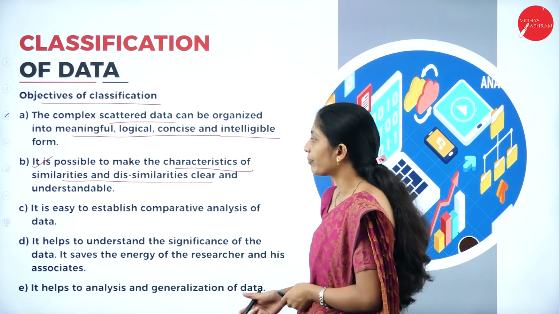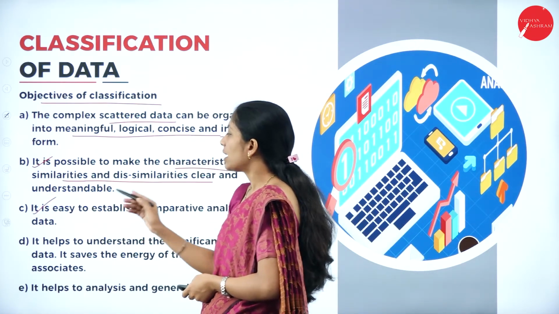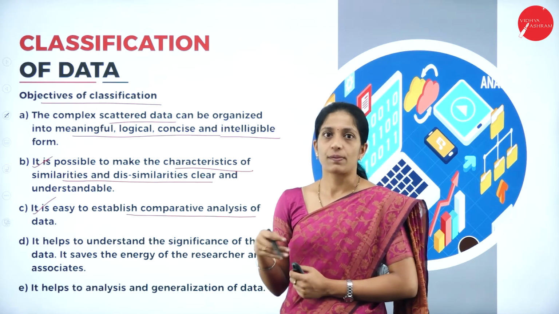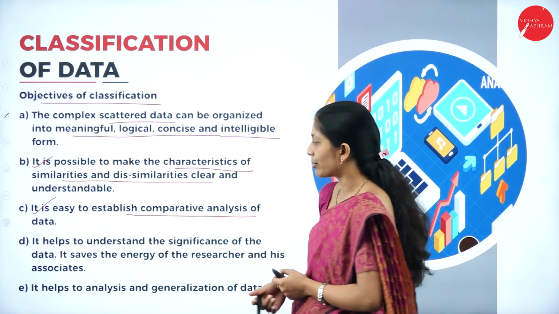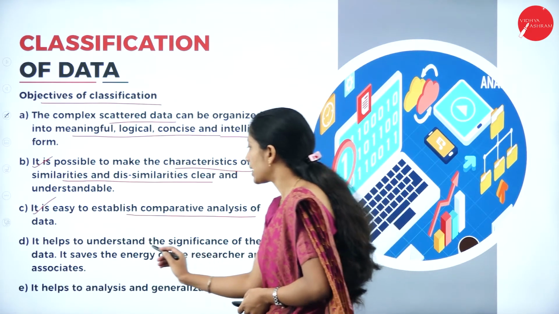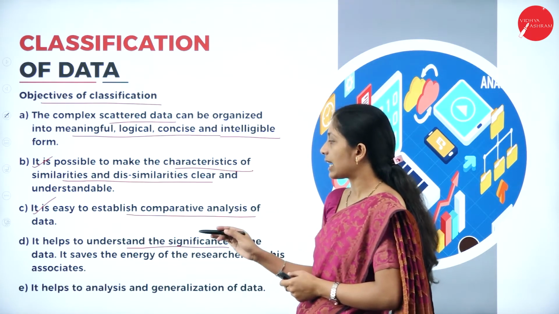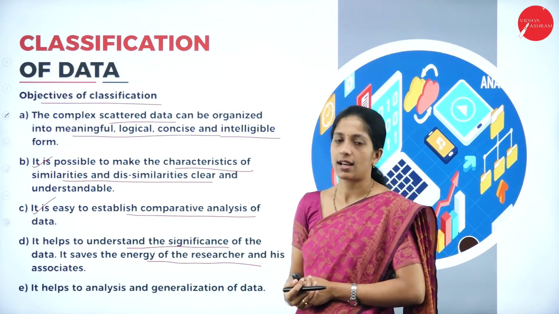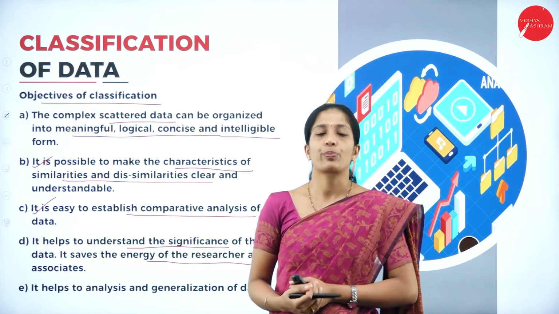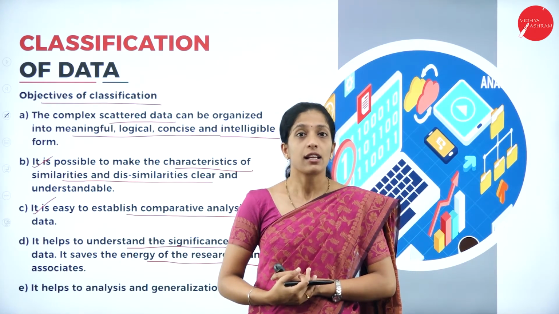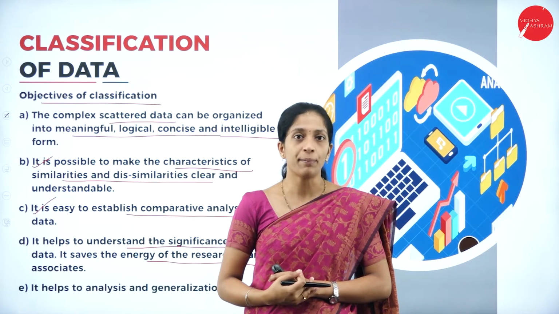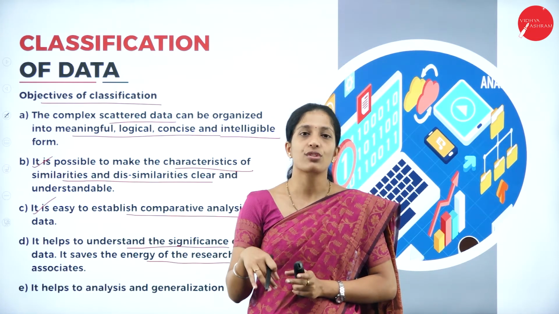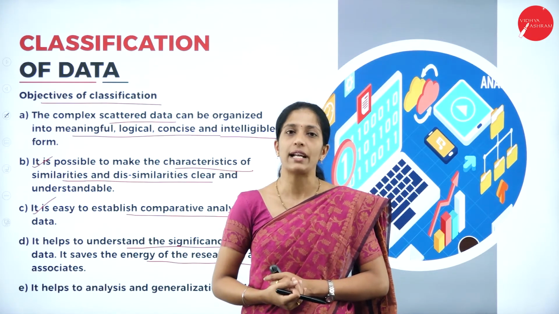The third objective is that it is easy to establish comparative analysis of data. So it will help us to compare the data also. Next, it helps to understand the significance of the data. It saves the energy of the researcher and associates. While preparing the research report, it will be very easy if we classify the data based on some criteria, or else it will become difficult. The researcher will get confused, and at the same time his associates also get confused.